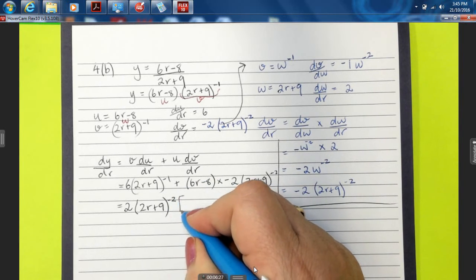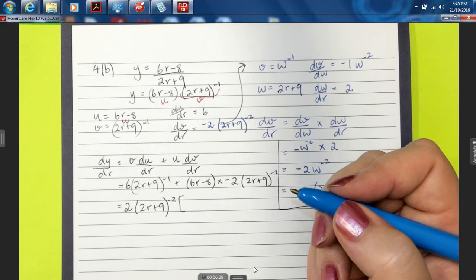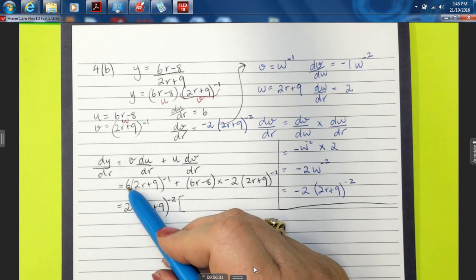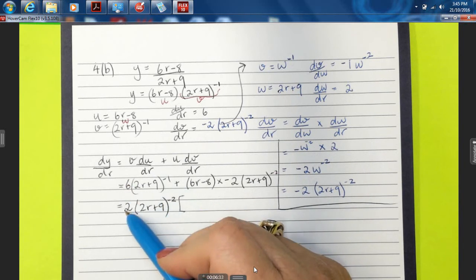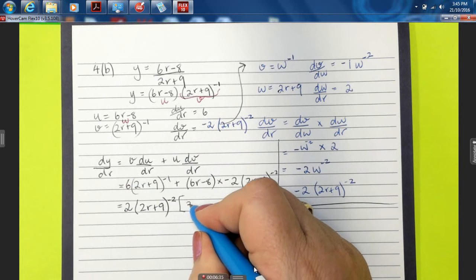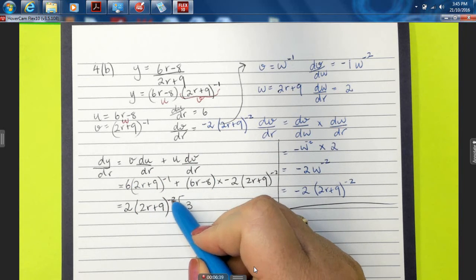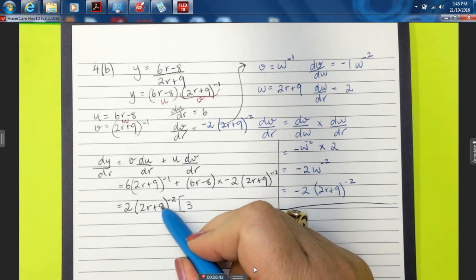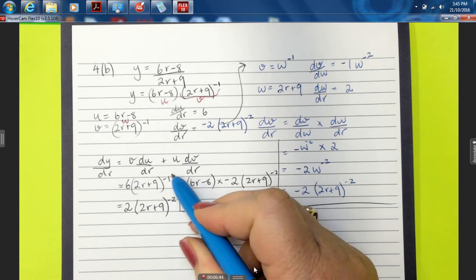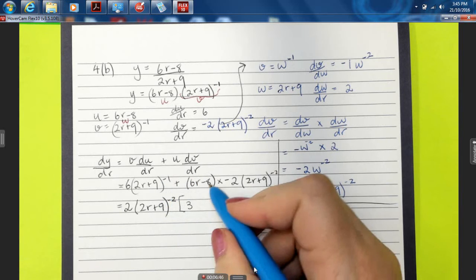So let's see what we've got left after we've gotten rid of all of that. So this first term is 6. We've already got a 2, so we need a 3. And then we've got (2r + 9)^-2. What do we multiply by that to get (2r + 9)^-1?